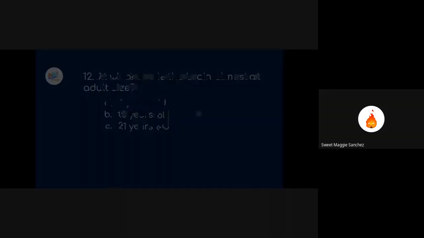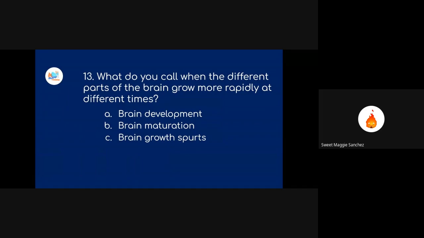Timer stops. Question 13. What do you call when the different parts of the brain grow more rapidly at different times? Is it A, brain development, B, brain maturation, or C, brain growth spurts?